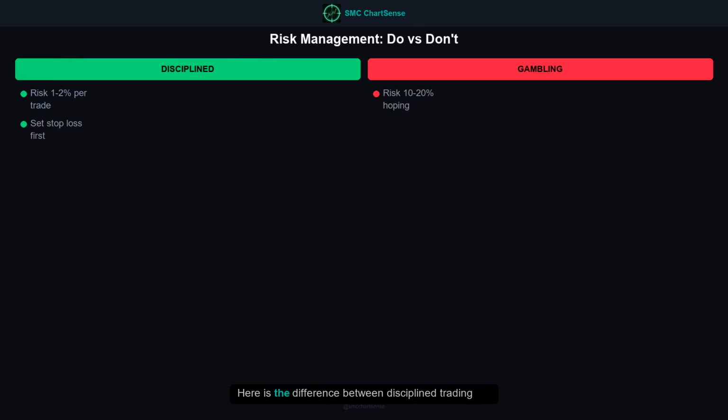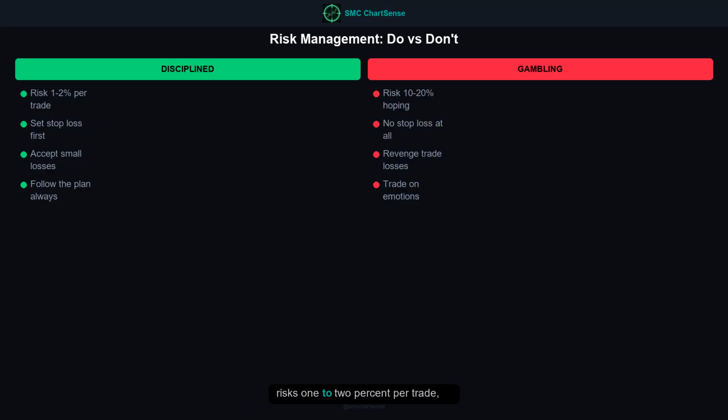Here is the difference between disciplined trading and gambling. A disciplined trader risks 1 to 2% per trade, always sets a stop loss, accepts small losses as part of the game, and follows the trading plan no matter what. A gambler risks 10 to 20% hoping for a big win, trades without a stop loss, revenge trades after a loss, and makes decisions based on emotions. Which one do you want to be?